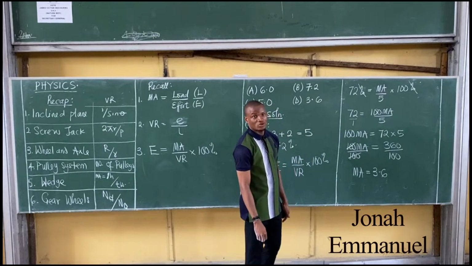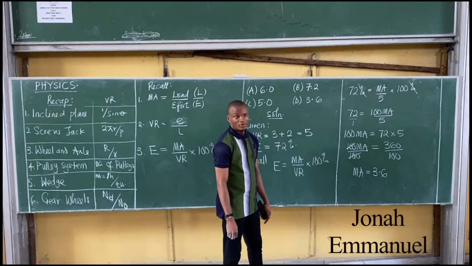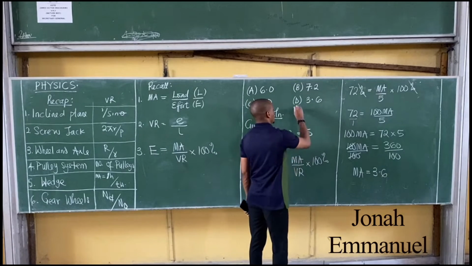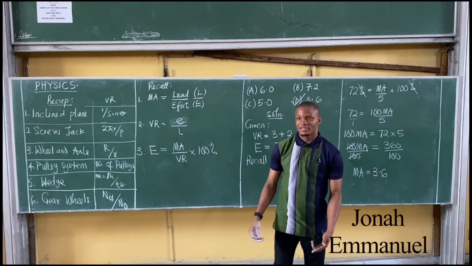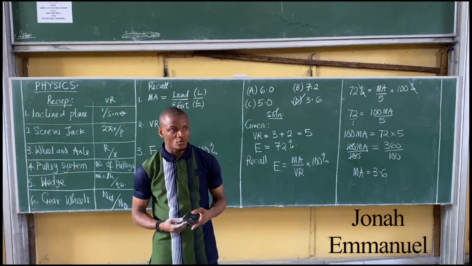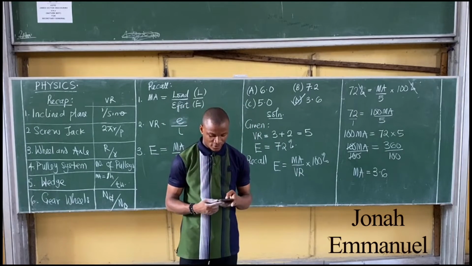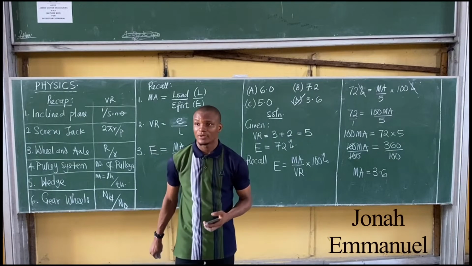For mechanical advantage, what's your unit? Huh? It has no unit. I mean 3.6. That's it. We talked about this in the last class. I said mechanical advantage has no SI unit. It gives you 3.6. So that's the answer to this.